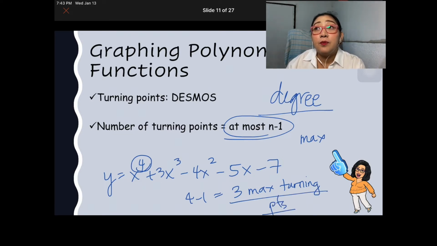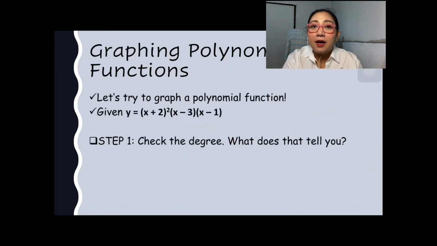Now, hindi po sinasabi nito na 3 lagi. Okay? Maximum po siya. Ibig sabihin, pwedeng 2, pwedeng 1 lang. Pero, ang maximum number is 3. So, hindi siya dapat lalampas ng 3. Okay? Alright. So, now, alam na natin ang 5 aspeto ng polynomial functions. Now, let's try to graph it.